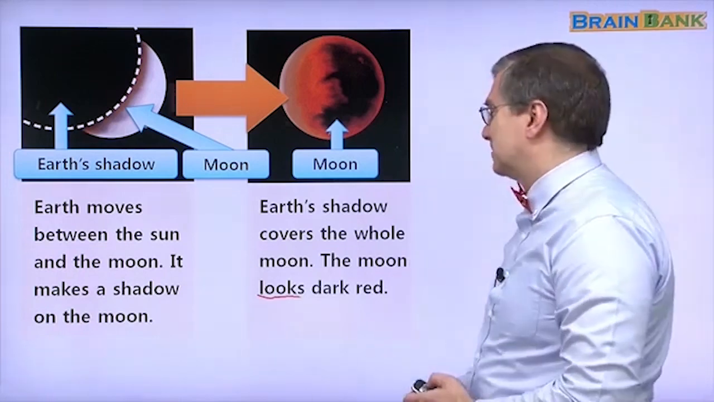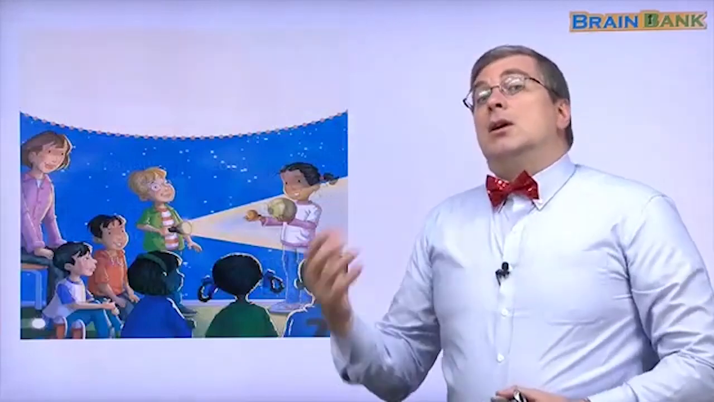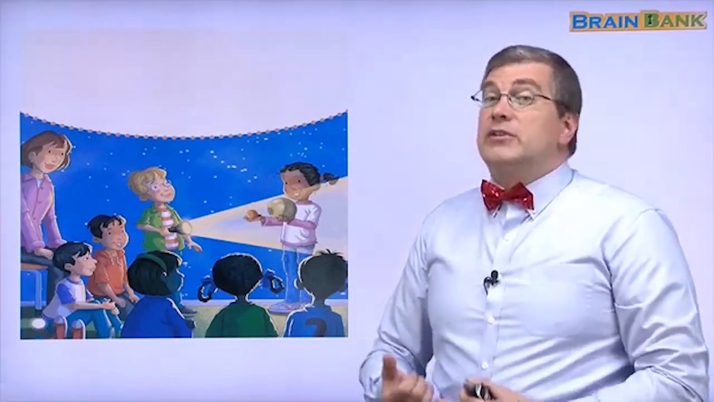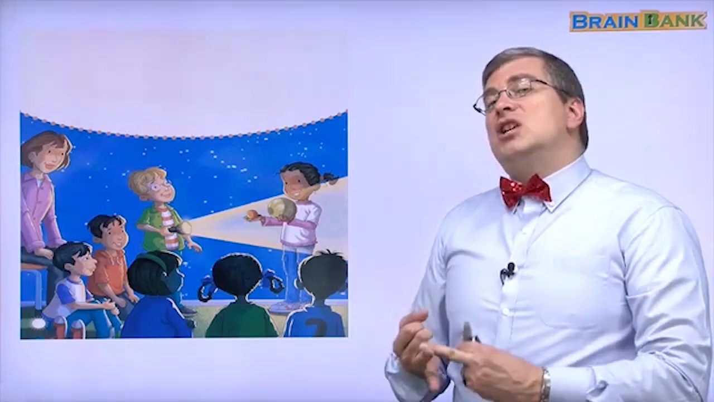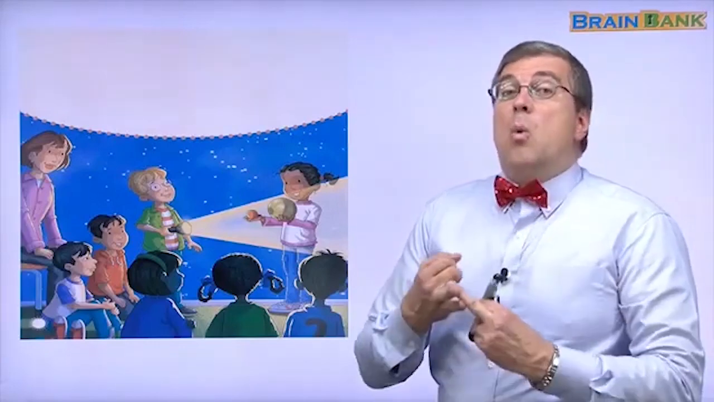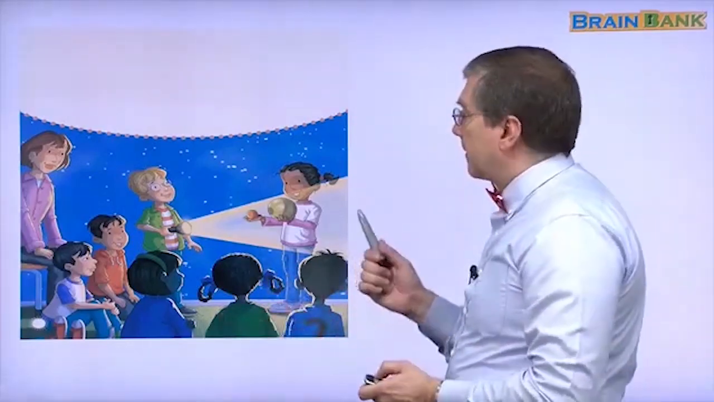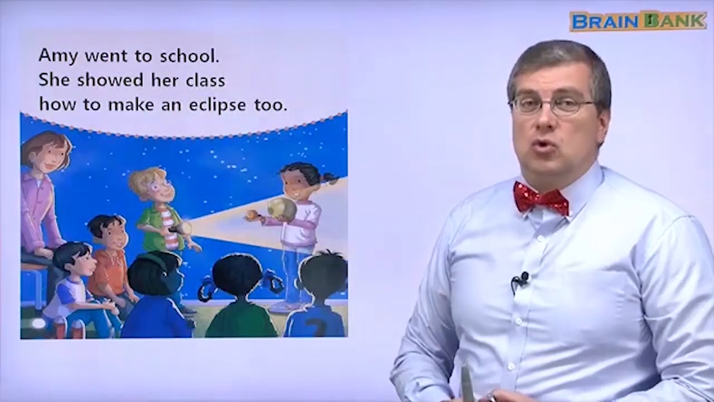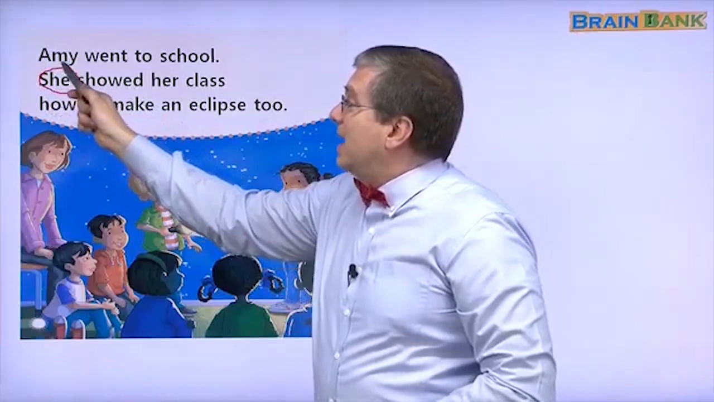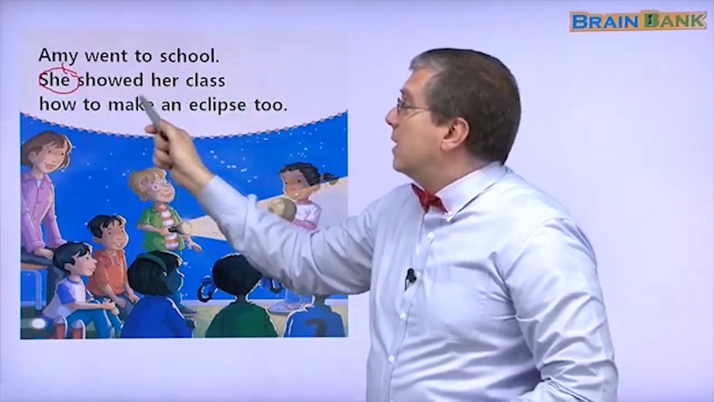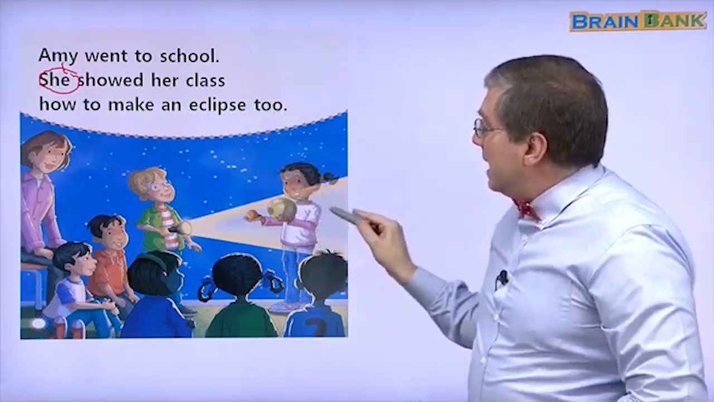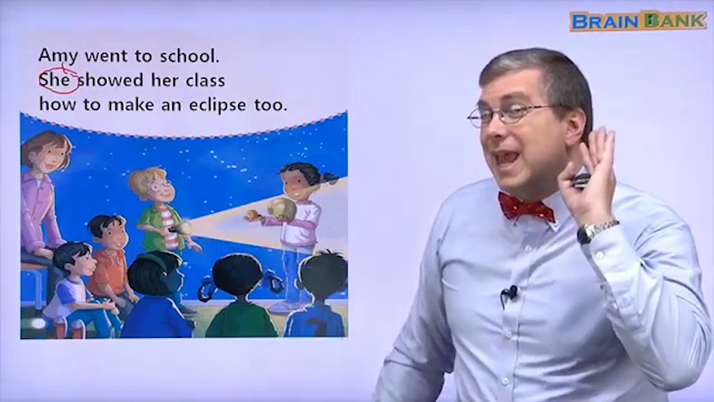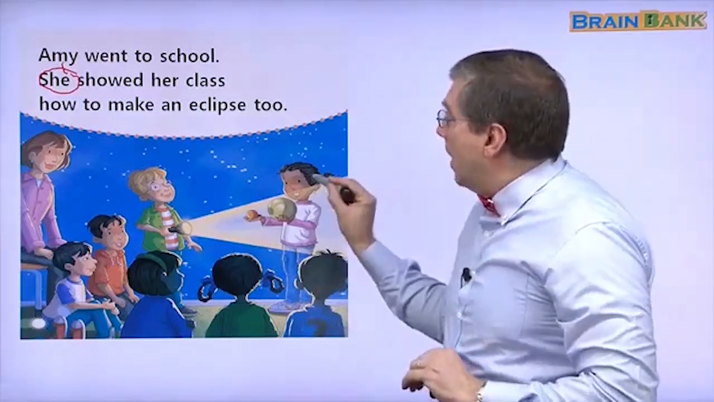이상해요, but 재밌어요, right? So, Amy learns how to make an eclipse from her mom and dad. She learns about solar eclipse, right? 일식. And she learns about lunar eclipse, 월식, right? What does she do? Amy went to school, right? 학교 갔어요, right? She went to school. She, Amy, showed her class how to make an eclipse too. Here is Amy. Here is her classmate. He's holding, what is he holding? He's holding a flashlight. Yes.